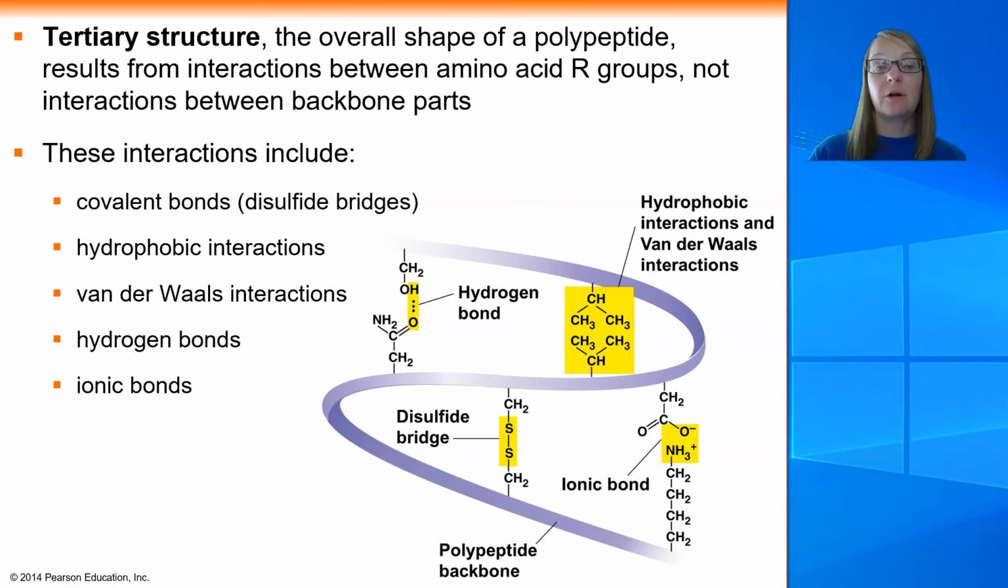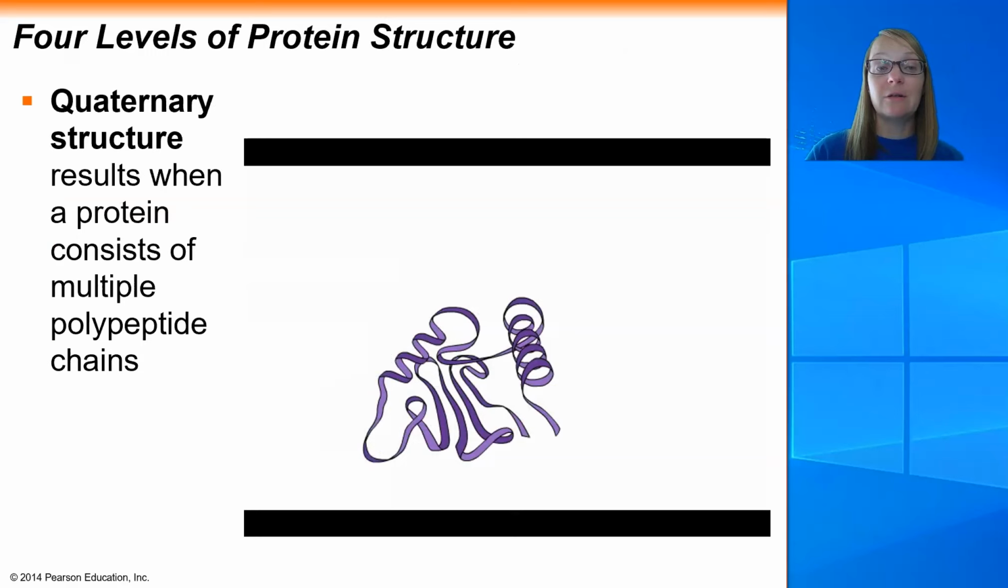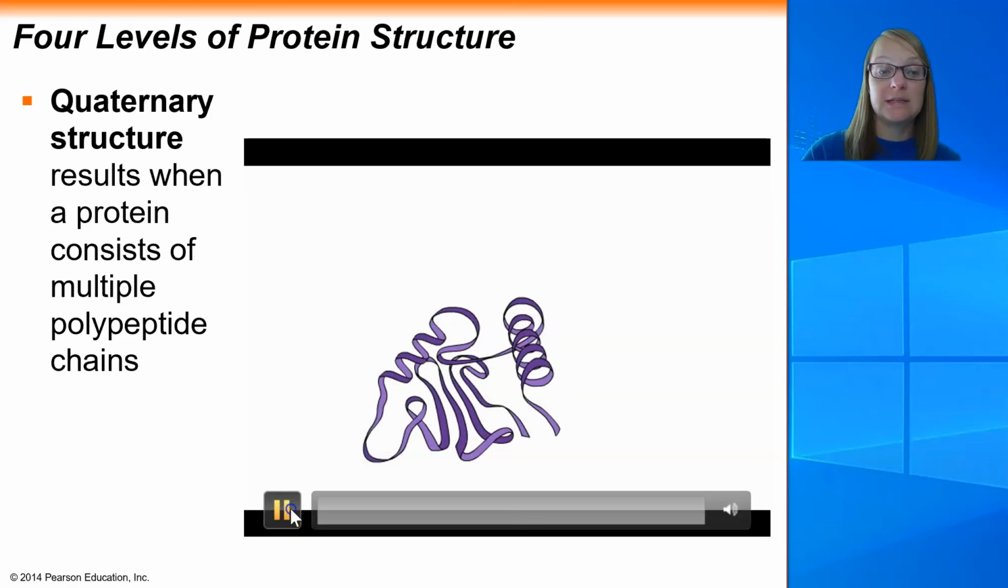Some proteins, however, are huge, and they actually are made out of multiple polypeptides. And these are the ones that are going to reach that quaternary structure of protein folding. This is where you have multiple polypeptides coming together, they each fold, and then they kind of aggregate together or fold together to form the very large protein. So let's take a look at this animation.